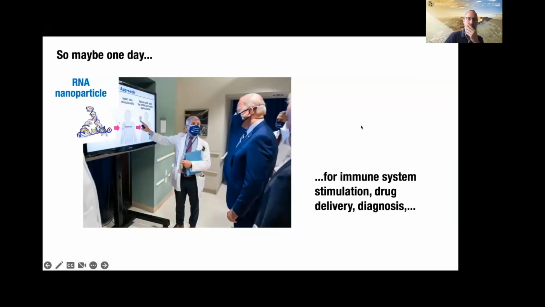So maybe one day we'll have something like that, where instead of a wavy line, we'll be getting some RNA nanoparticles. People are working on that for maybe immune system stimulation, right? Drug delivery. You could imagine RNA nanoparticles, if you can organize them in such a way, you can have sites where we know exactly where the sites are. They can be functionalized by binding small molecules. They can be small molecules or other deliverables inside these nanoparticles. So this might be where we're going, at least one potential avenue.